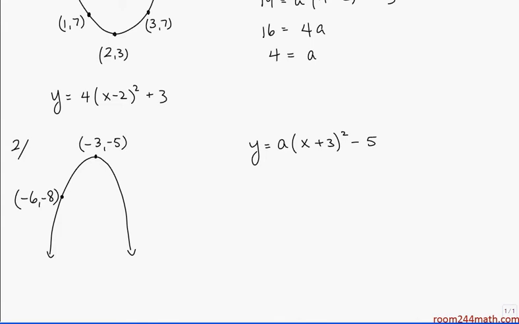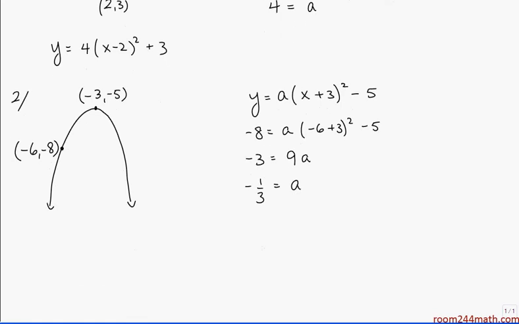We take the point (-6, -8), plug it into this equation, and solve for a. So negative 8 is equal to a times (negative 6 plus 3) squared minus 5. We'll add 5 to both sides. And negative 6 plus 3 is negative 3. Square it, you get 9. So we have 9a on the right-hand side. We'll divide both sides by 9, and you get negative 3 over 9, which reduces to negative 1/3.